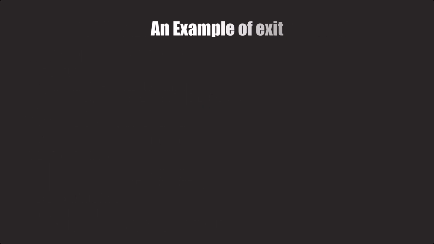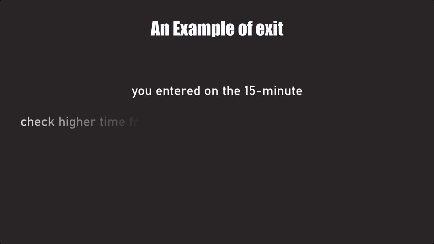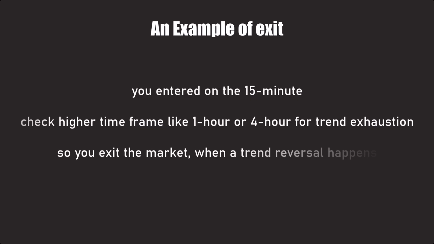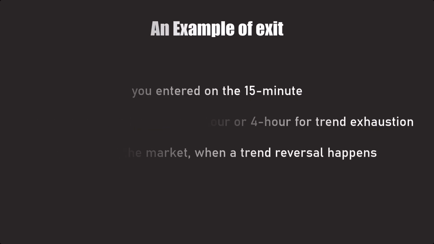Multiple time frames are also useful for exits. For instance, you might enter on the 15-minute chart, but you don't want to close the trade too early. So you watch the 1-hour or 4-hour chart for signs of trend exhaustion, like bearish divergence or price reaching a resistance zone. This helps you stay in winning trades longer and exit before the reversal hits.